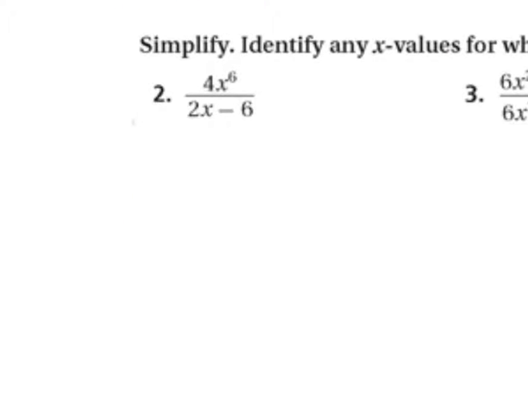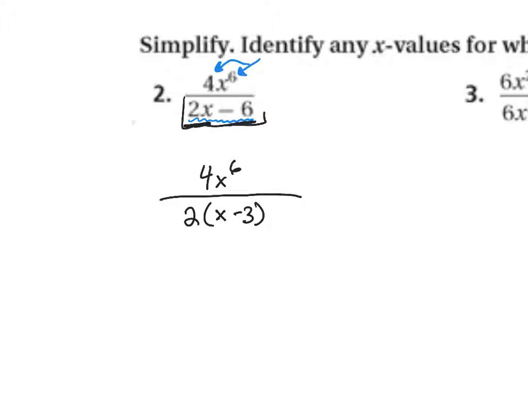We got 4x to the 6 on the top. On the bottom, we got 2x minus 6. So this is a big giant group. This is stuff that is not part of a group, right? I mean, all of this stuff right here, it's just not part of a group. It's all together as one term. So on the top, there's nothing I can do. It's still 4x to the 6. On the bottom, is there a greatest common factor in there? Yeah, let's factor it out. 2 times x minus 3. You guys see that? 2 times x minus 3, right? Factor that out.